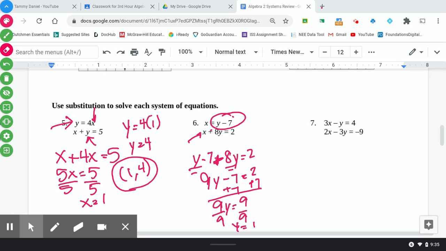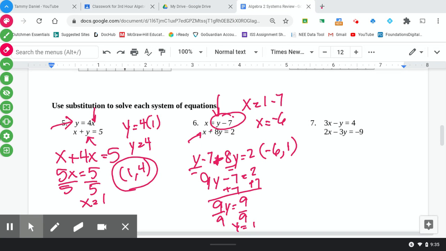So now I know that y is 1, and I can plug it right there. So x equals 1 minus 7, or x equals negative 6. So my ordered pair for this one would be negative 6 and positive 1.